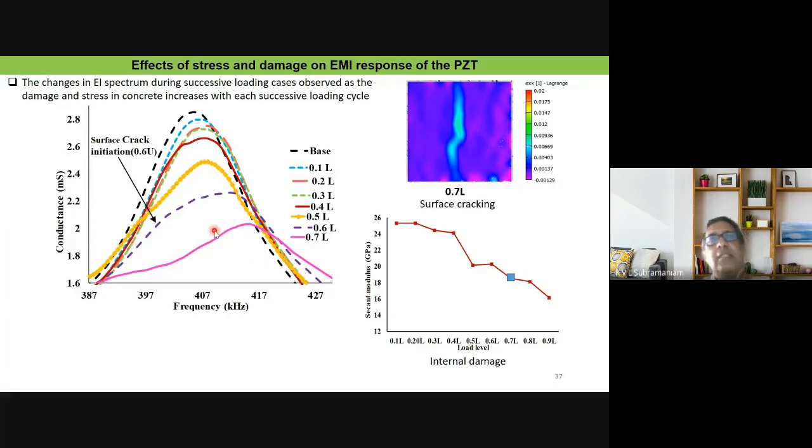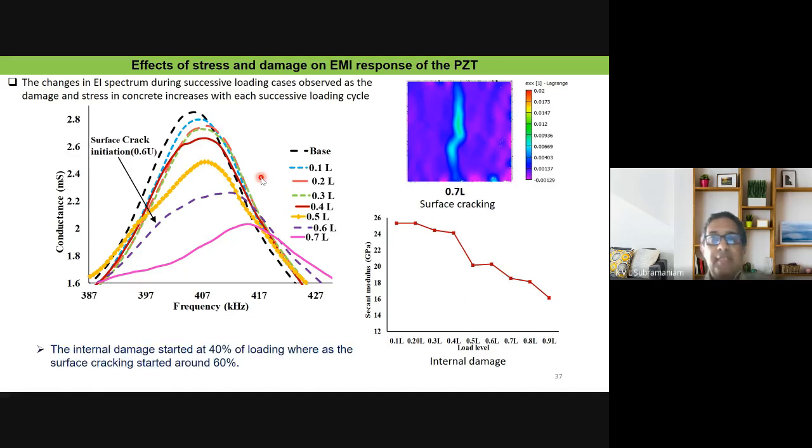So this is what we are using to basically determine the level of distributed damage in the material produced by compression, because compression produces distributed damage in the form of multiple cracks. And basically with this now, we are trying to segregate the effects of stress, change of stress in the material, and change in the damage level in the material.